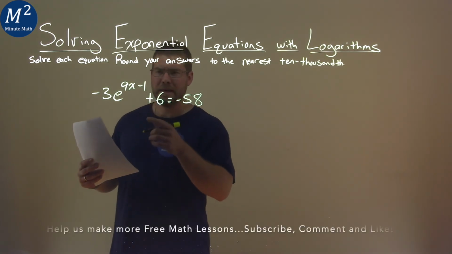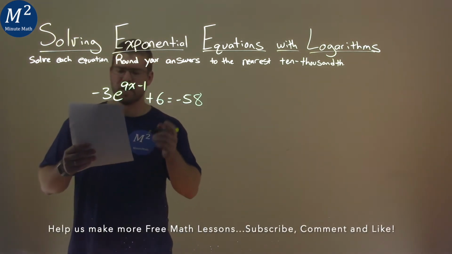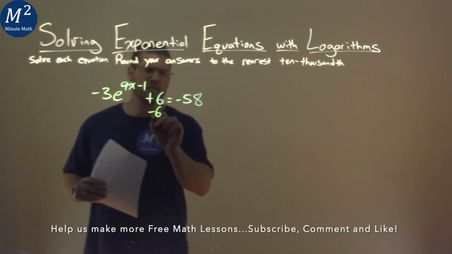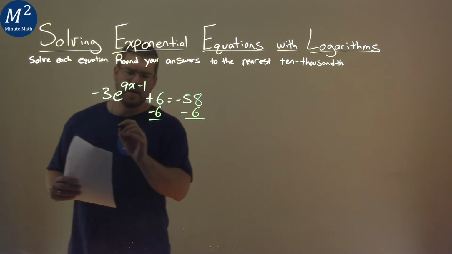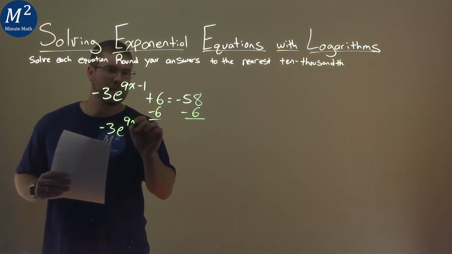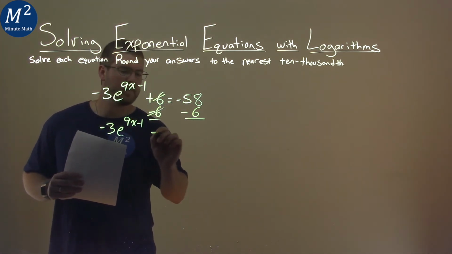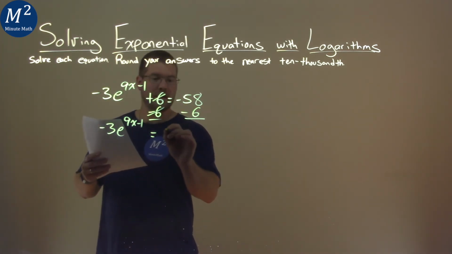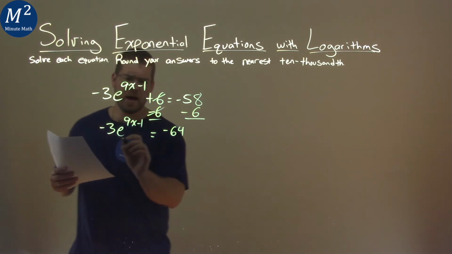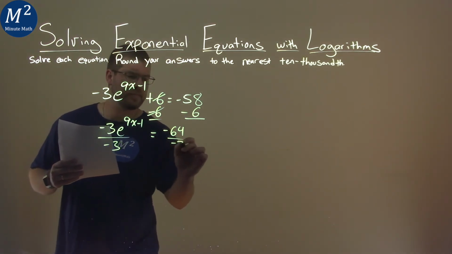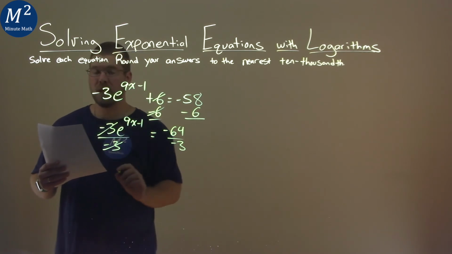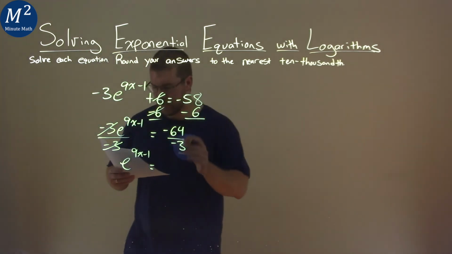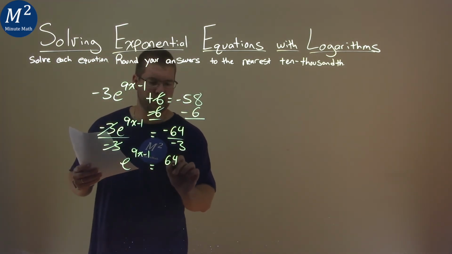I'm given this problem right here. Negative 3 e to the 9x minus 1 power plus 6 equals negative 58. I have to solve this equation. I'm first going to subtract 6 from both sides here. In doing so, I have negative 3e to the 9x minus 1 power. The 6's cancel. That's equal to negative 58 minus 6, which comes out to be negative 64. I now divide both sides by negative 3. Negative 3's cancel on the left, and we have e to the 9x minus 1 power is equal to, well, the negatives cancel, and we just have a positive 64 over 3.